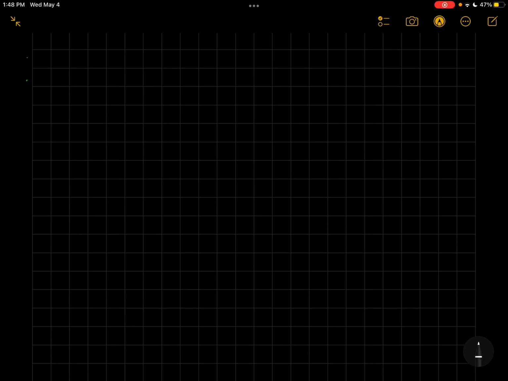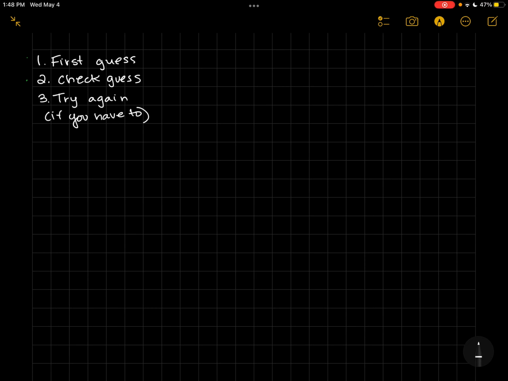The next question was about pedigree analysis and how to basically do it. So here are the basic steps. One, you're going to make your first guess. What type of inheritance pattern do you have? And I'll tell you more about that in a second. Two, you want to check your guess, and I'll show you how to do that. And then three, if your guess is wrong, you have to try again. Only if you have to. Obviously, don't do it if you don't.